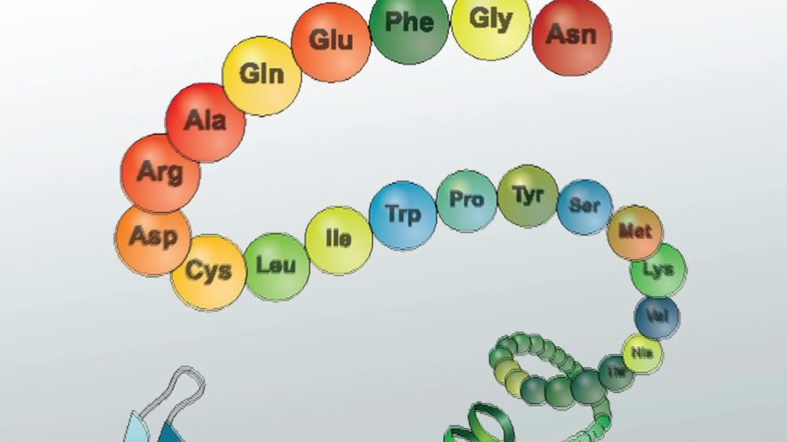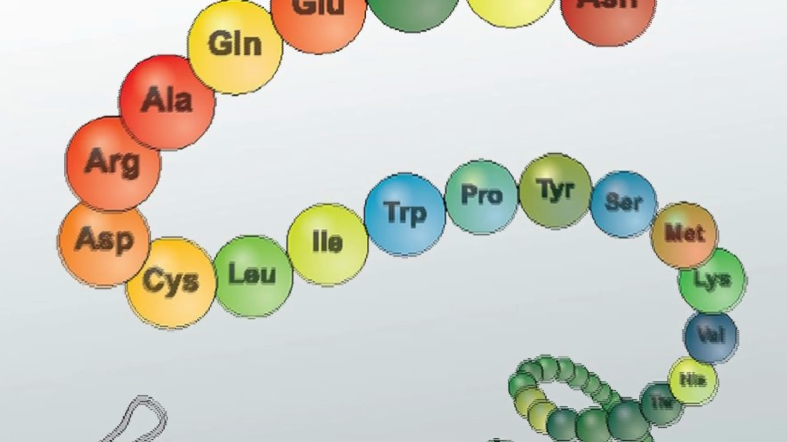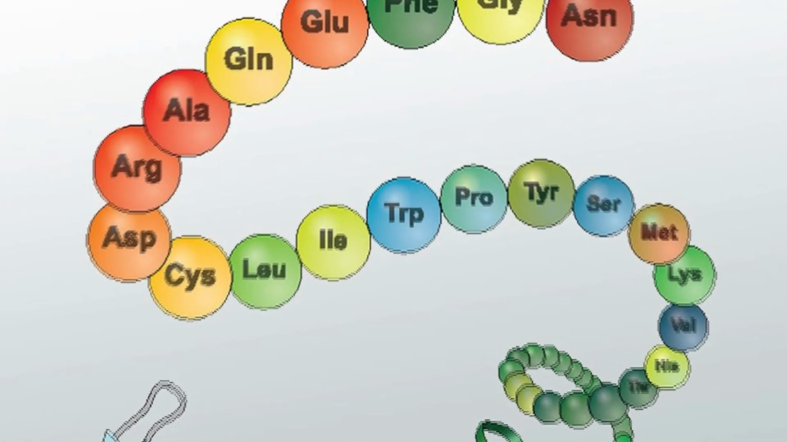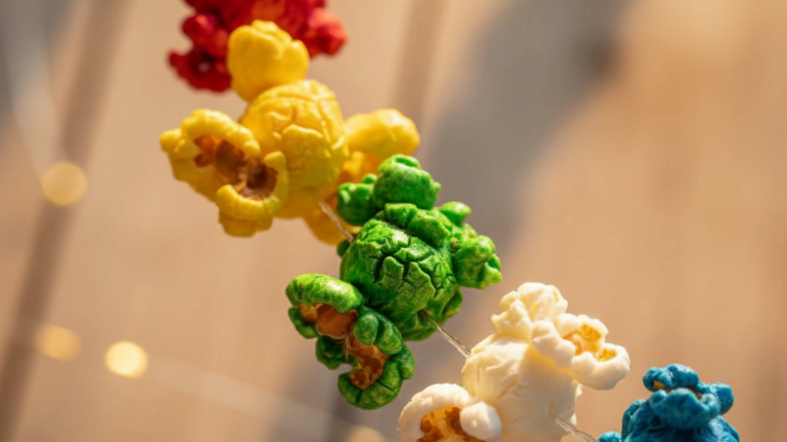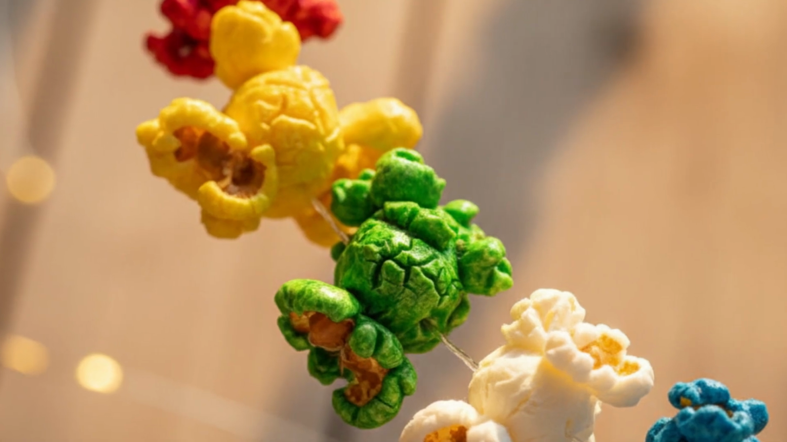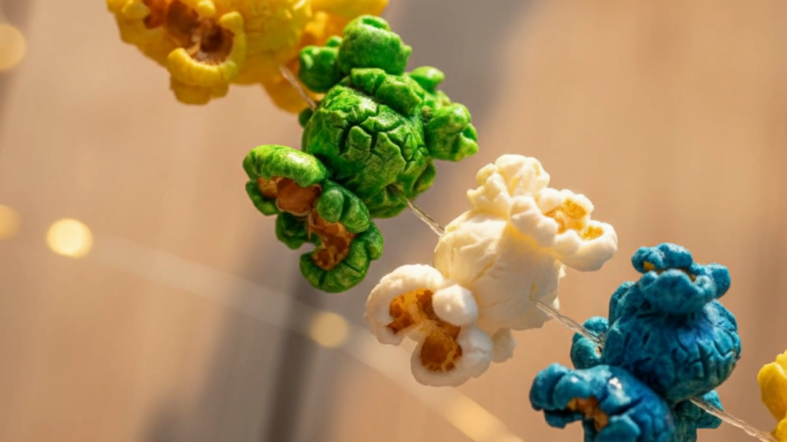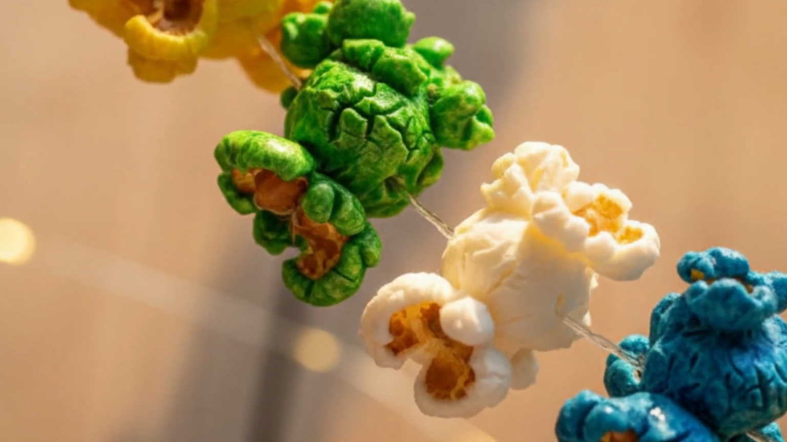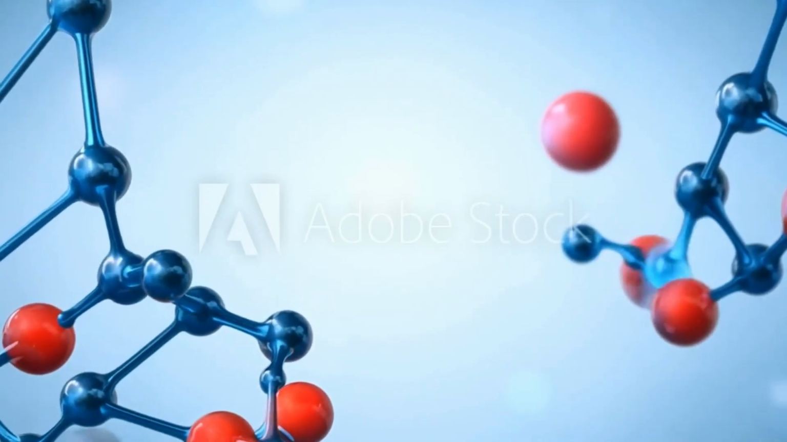The primary structure is the simplest, yet most crucial level. It's the exact sequence of amino acids in the polypeptide chain. Think of it like a recipe. If proteins were strings of popcorn on a Christmas tree, the primary structure is the order of different colored and shaped pieces of popcorn. This sequence is encoded directly in your DNA.